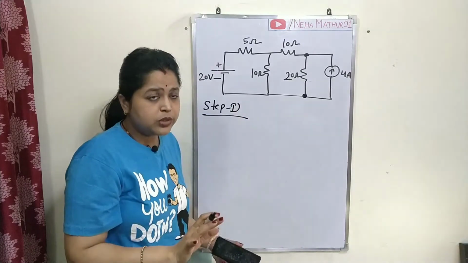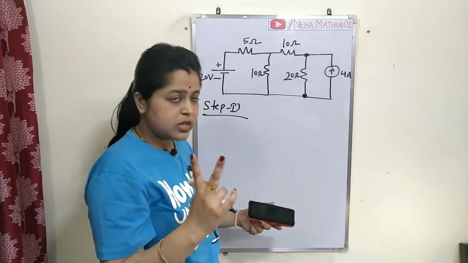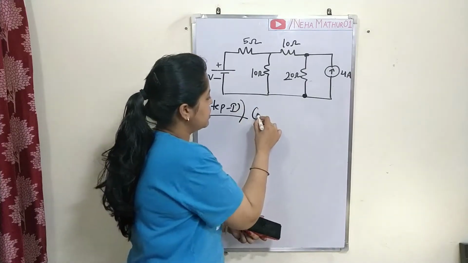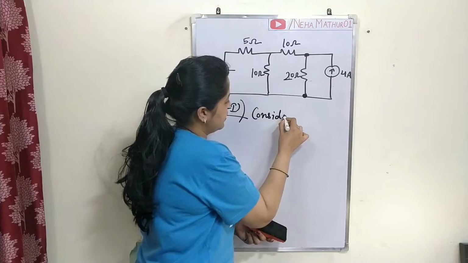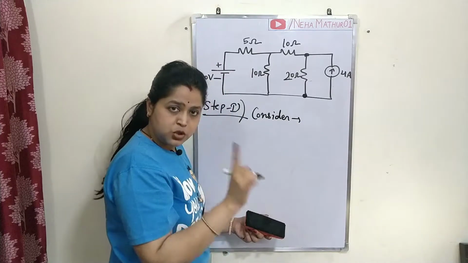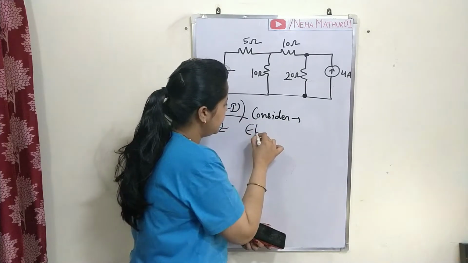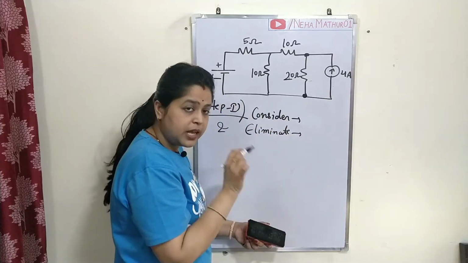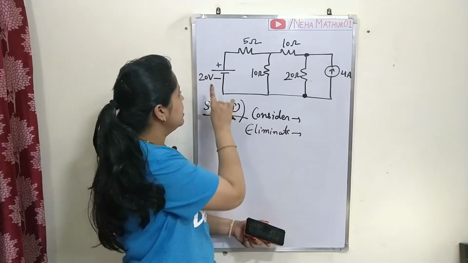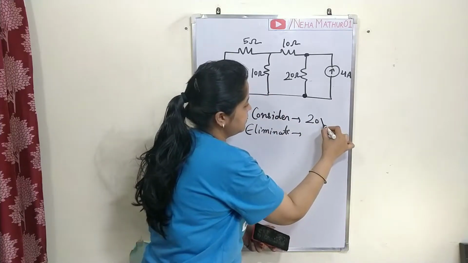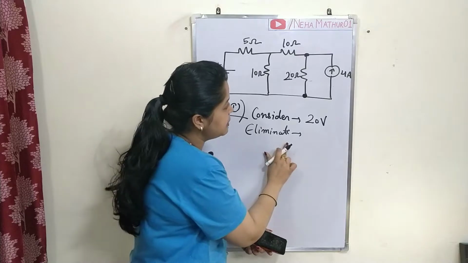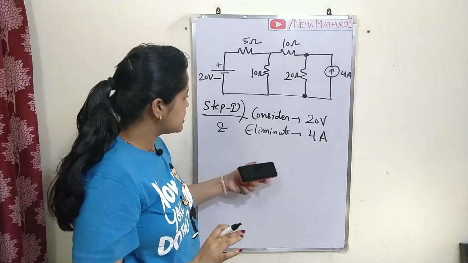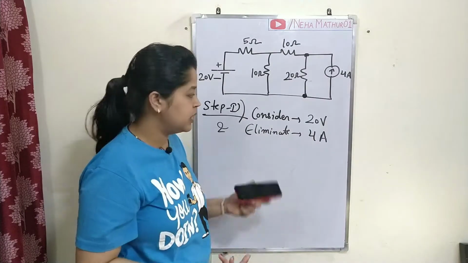See, as I told you, here we have two independent sources, this one and this one. So in the first step you will have to consider one independent source and eliminate the second independent source. Here, in the first step, I am considering this 20 volt voltage source and eliminating this 4 ampere current source. Fine. This is the process which I am going to follow in step 1.